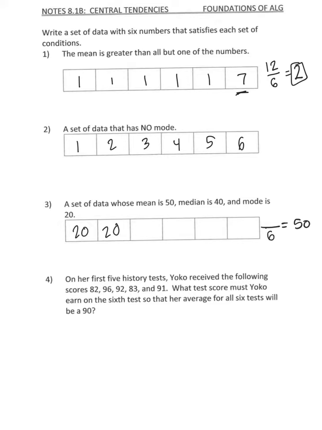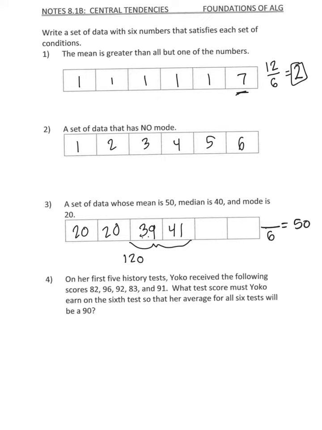Then it also says that the median is 40, so my middle number must be 40. But since I only have 6 numbers, there is no middle number. So I need to make sure that when I add these 2 numbers together right here and divide by 2, it's going to give me 40. So the middle of 39 and 41, that would give me 40. So let's check and see what I've got this adding up to so far. I've got 20 plus 20 plus 39 plus 41. See, that would give me 120 so far.